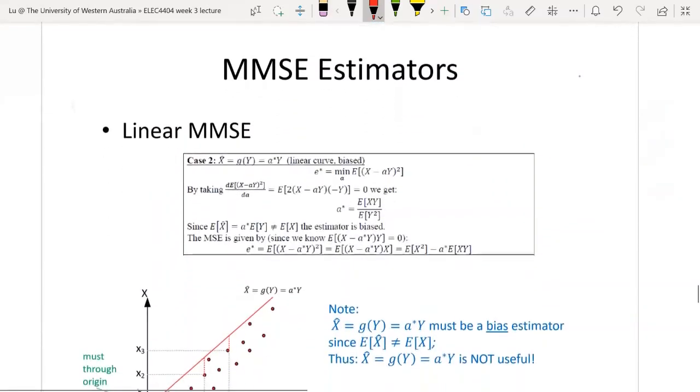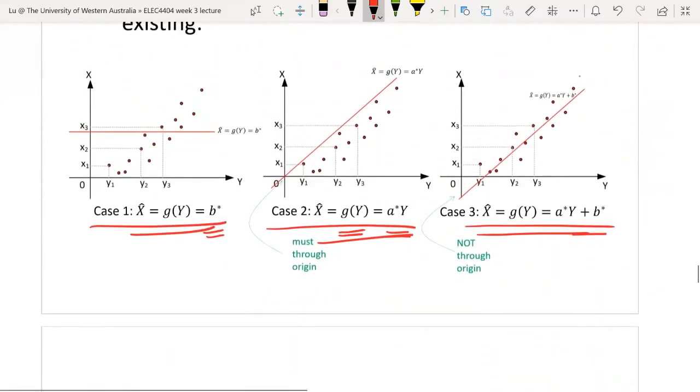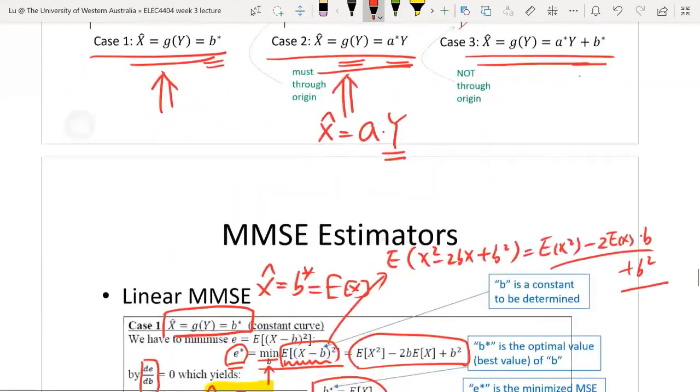How about the next one? We mentioned that there are 3 cases, right? So this one, yes, it is an estimator, but definitely not good. Okay. Now we are going to move on to the next one. So if the x hat equal to a times y, we are using our observation y here. So what will be the result? Let's have a look here.